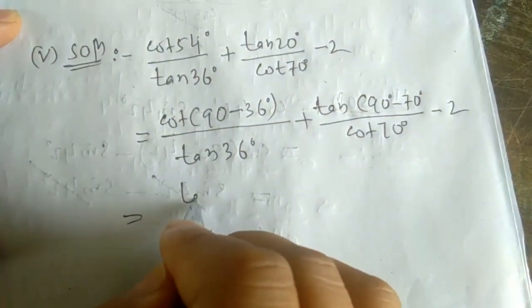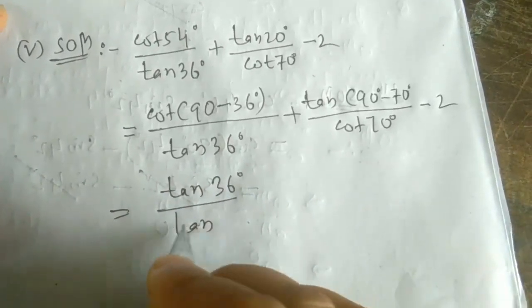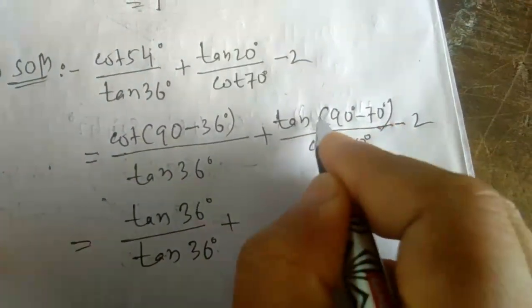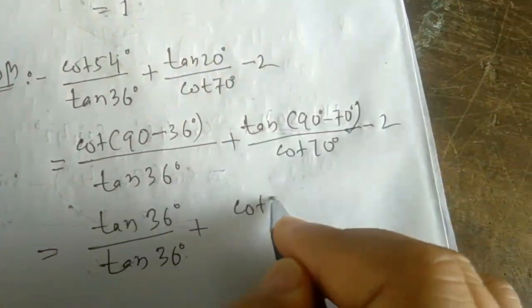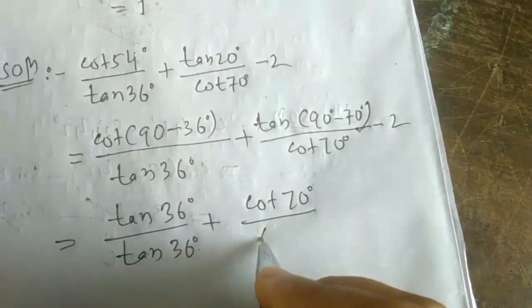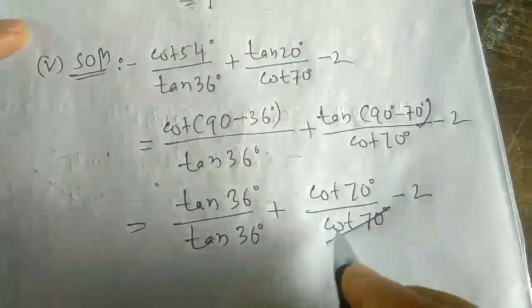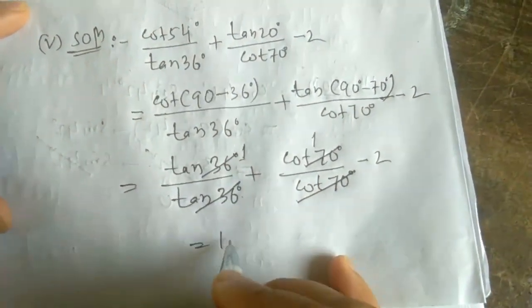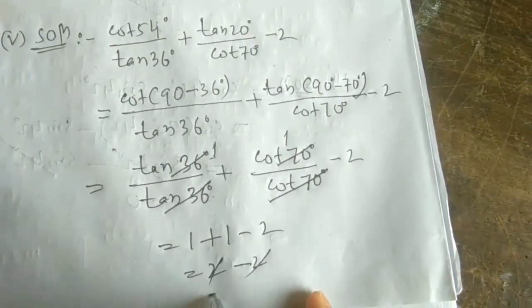Cot 90 minus theta is your tan theta, theta means 36 degree, by tan theta. Tan 90 minus theta equal to cot theta, cot theta means 70 degree, by this cot 70 degree minus 2. Cot cancel, 1 remains; tan 36 tan 36 cancel, 1 remains. Okay, 1 plus this 1 minus 2, 1 plus 1 is 2, minus 2 cancel, 0 remains. This is the answer. So this is the last question for today.